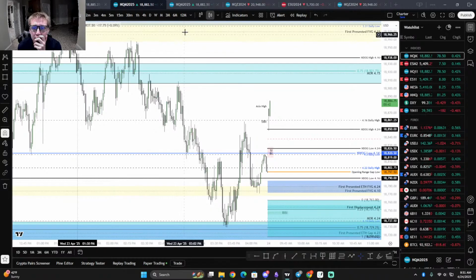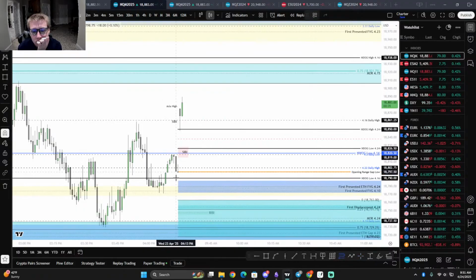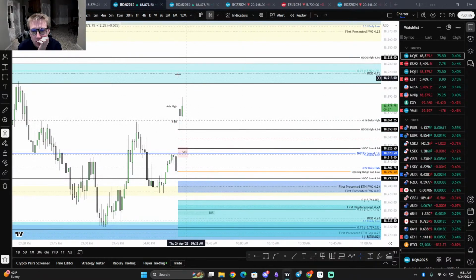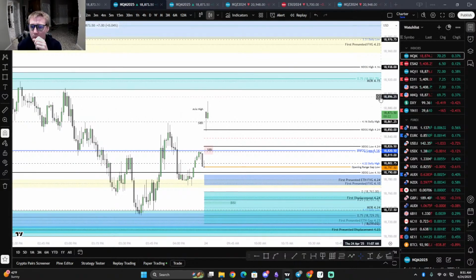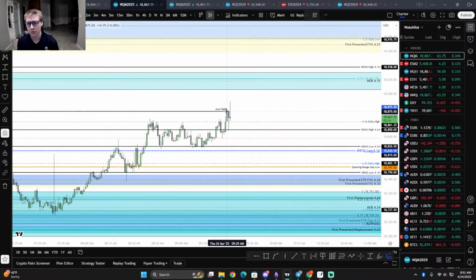We have yesterday's first presented fair value gap up here as well. Look how we hit 0.25 of that opening range gap. Let's see if we want to trade into that midnight open range. We haven't really laid a body above that Asia high.